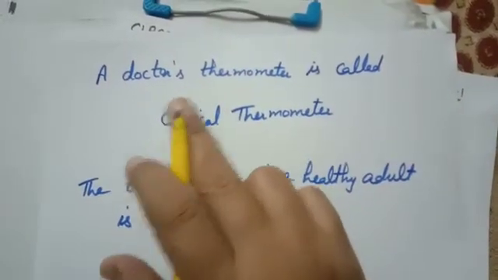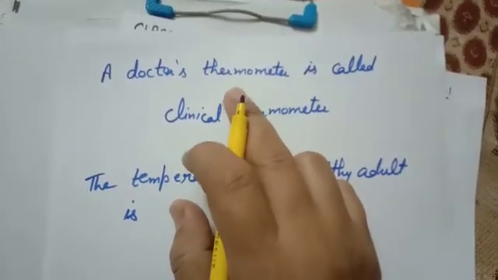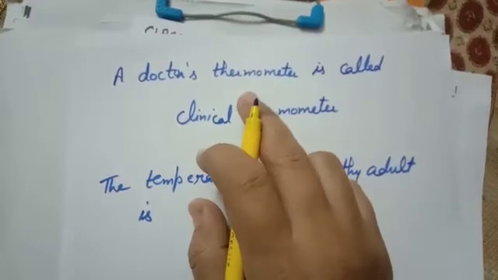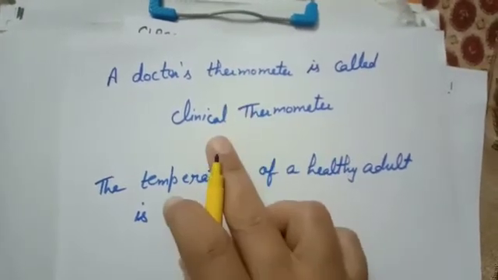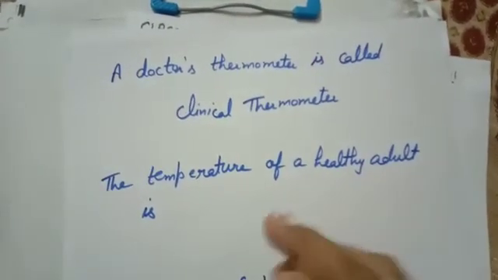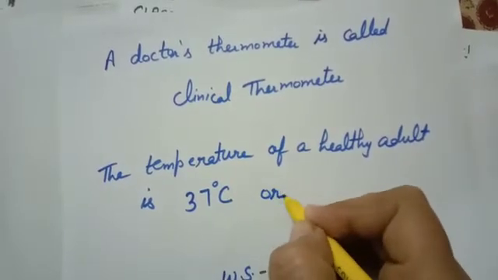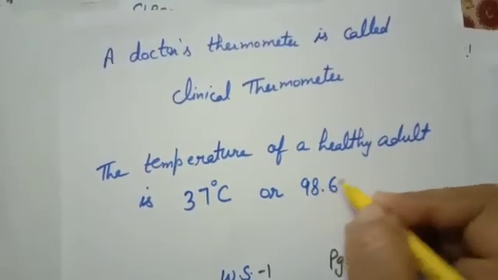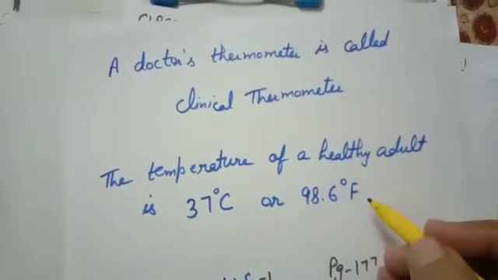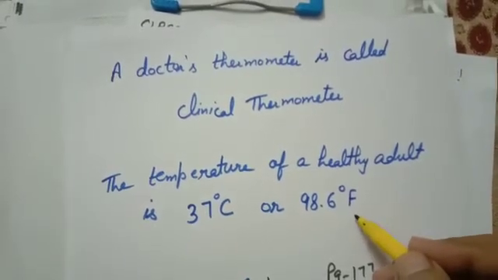Now, as we have studied, the instrument used to measure the temperature is called thermometer, and the thermometer used by doctors to measure the temperature of a human body is called clinical thermometer. The temperature of a healthy adult is 37 degrees Celsius or 98.6 degree Fahrenheit. In clinical thermometer, the Fahrenheit scale is used.